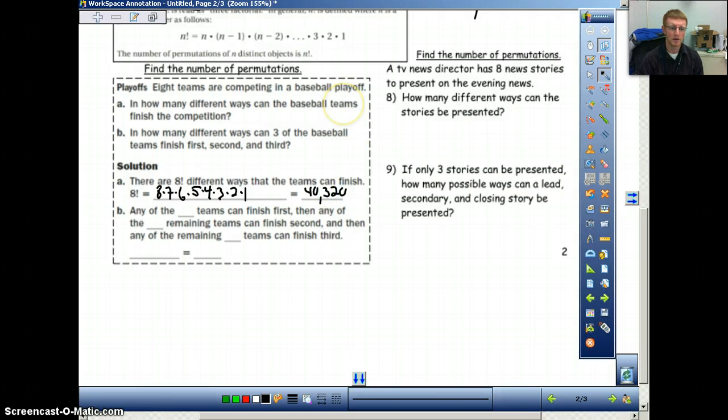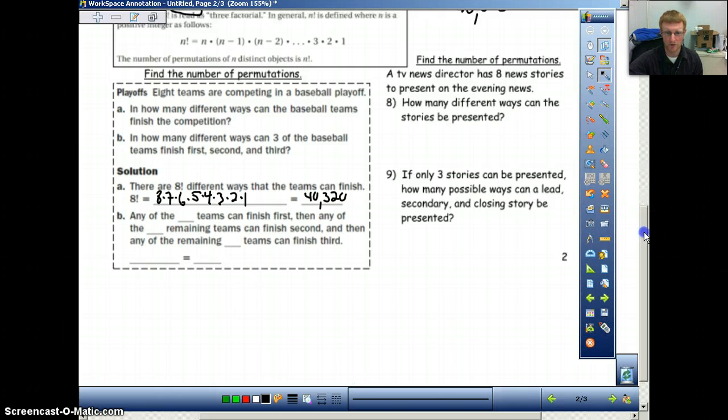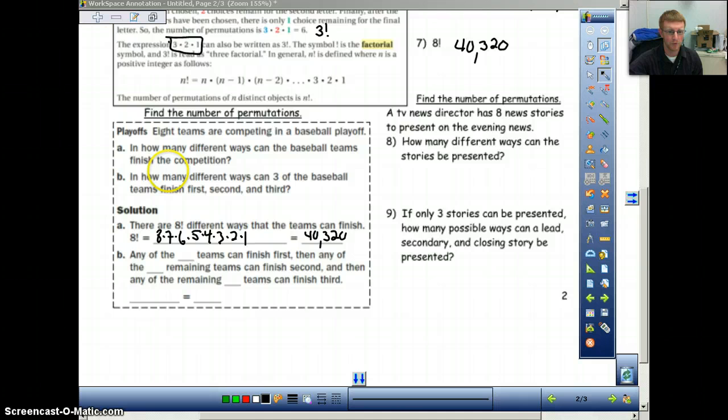So that's that one. Now, the second question is a little bit different, and that's what we want to get into. This is where it gets a little bit trickier. It says, in how many different ways can 3 of the baseball teams finish first, second, and third? Well, we're only worried about 3 of them now. So we don't need to go all the way down. We just want to know how many different ways can we get first, second, and third.